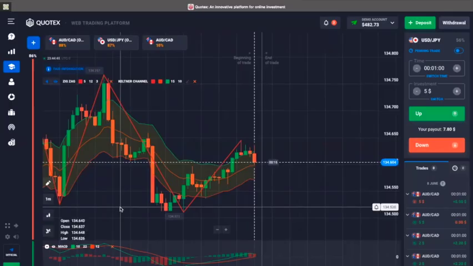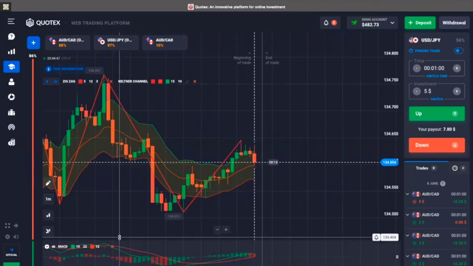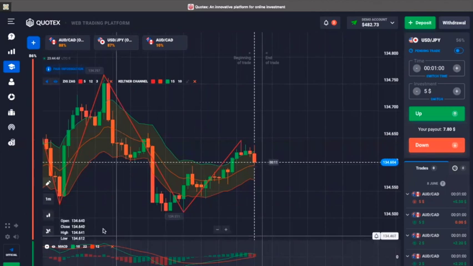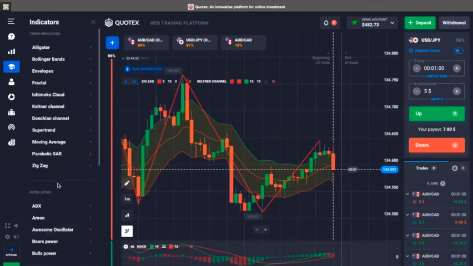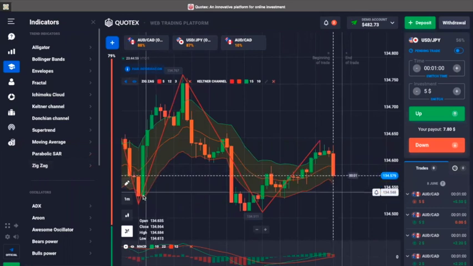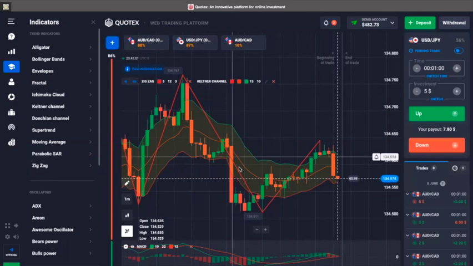Okay, guys, so to get the same thing that I have on my screen, you're going to get to your indicators. So this is the indicators right here. First things first, you're going to get your zigzag. You're just going to press zigzag here, and zigzag is pretty much this line right here.